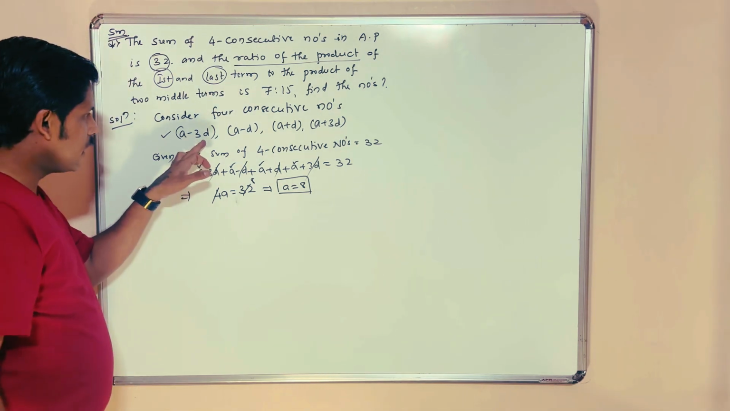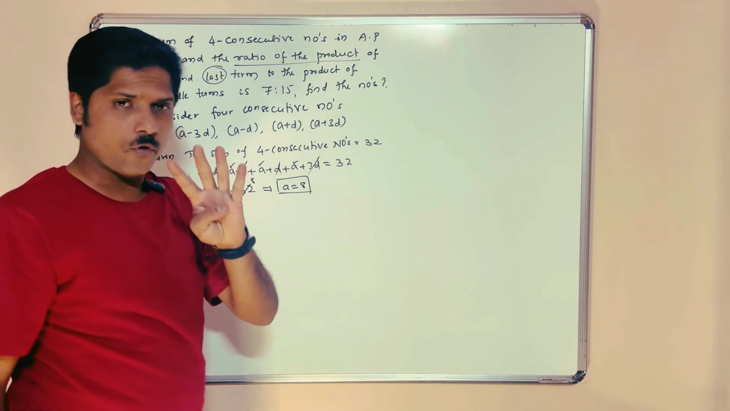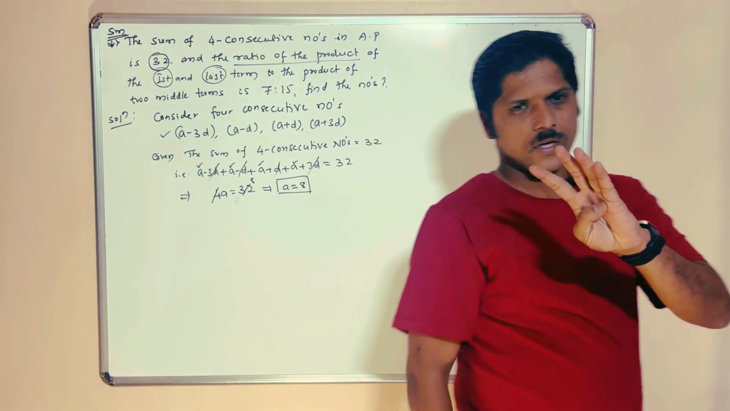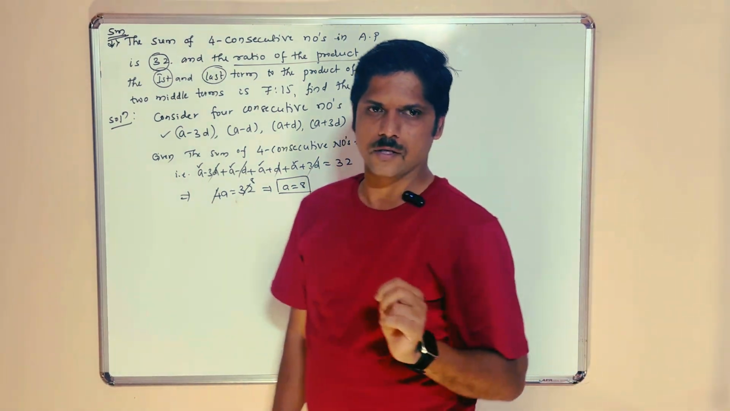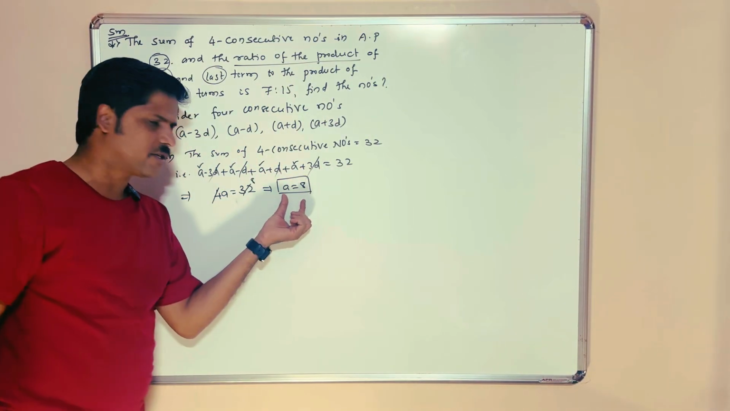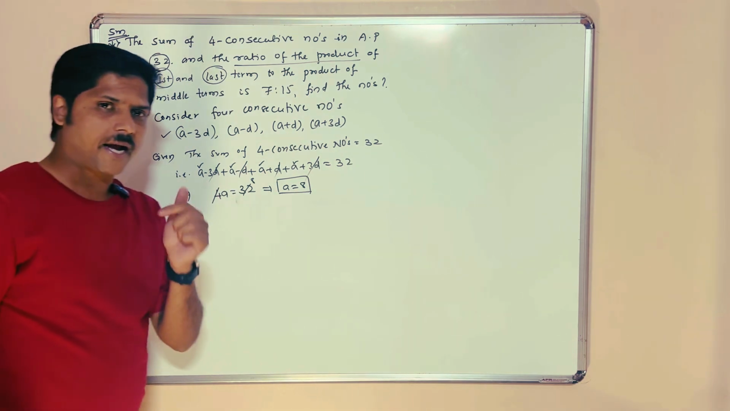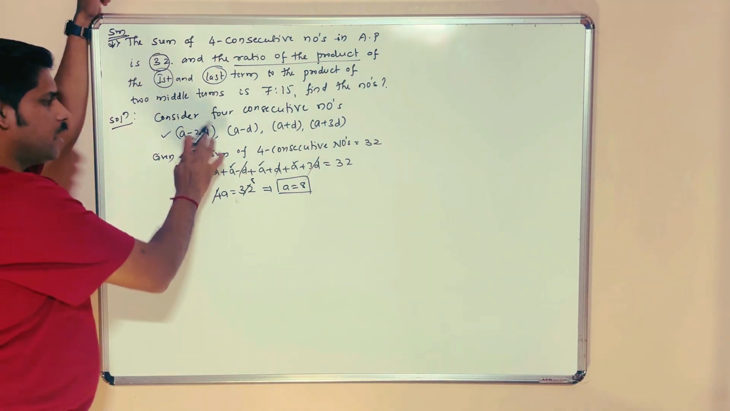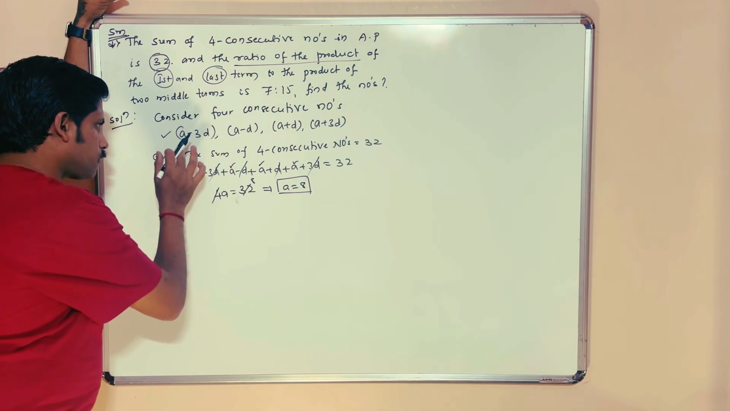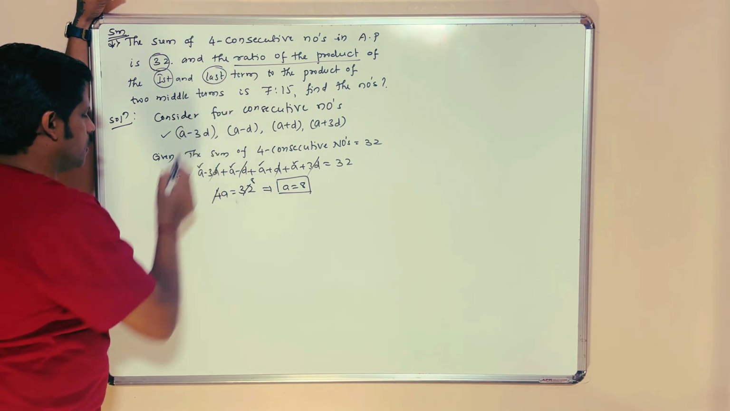Now we have to find D also. To find those 4 consecutive numbers, we need the first term as well as the common difference. So we got the first term, that is A is equal to 8. Then we have to find D also, right? And the second statement is given.